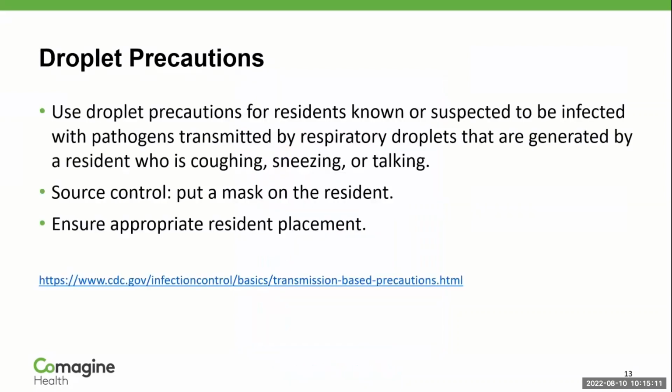Now we're going to be talking about droplet precautions. Now, if you remember, when COVID, SARS-CoV-2, was first coming out, they kept saying it was a droplet spread. And then later they found out it was airborne as well. So droplet precautions need to be in place when somebody has a pathogen that can be spread through coughing, sneezing, or even talking.